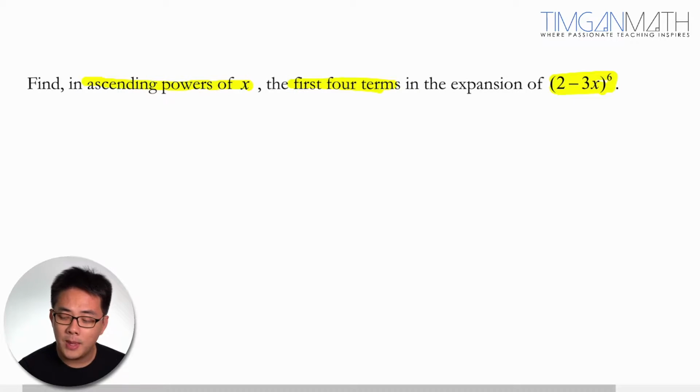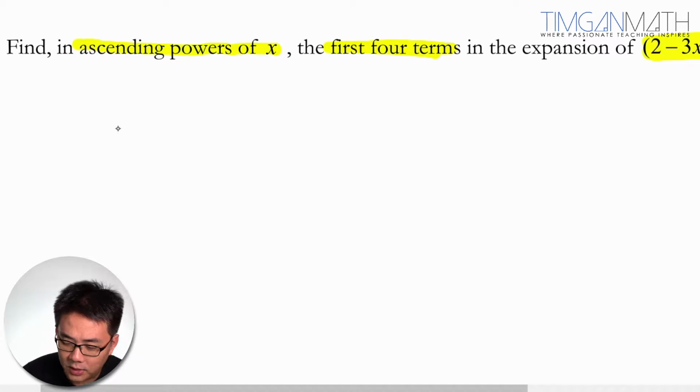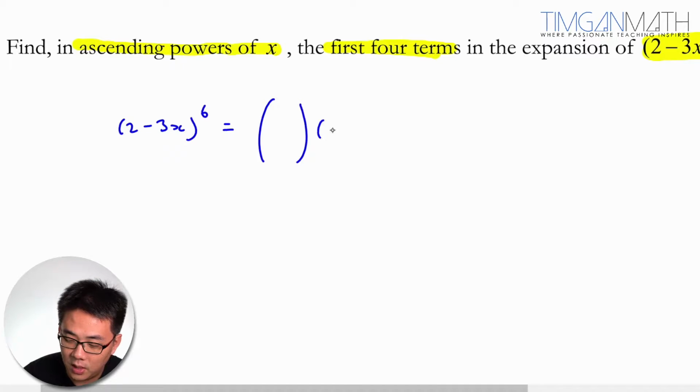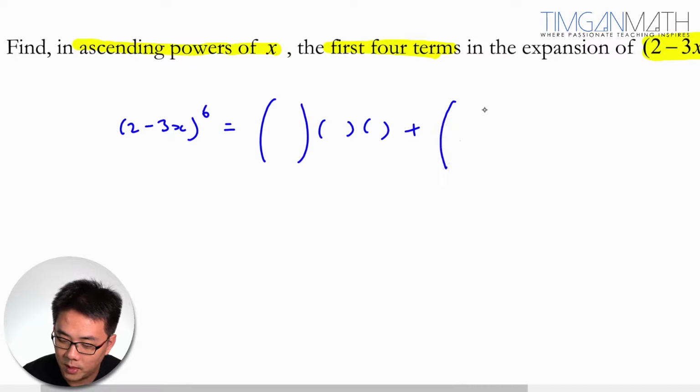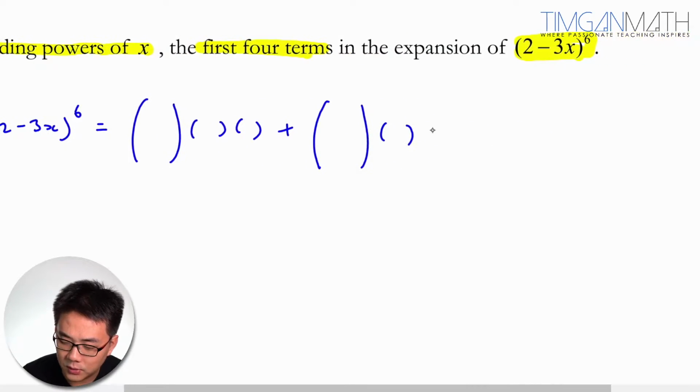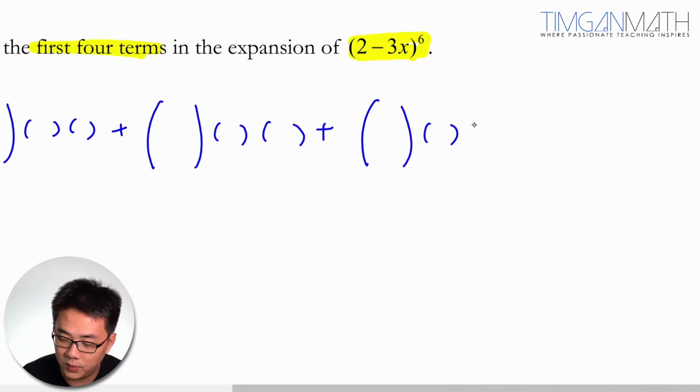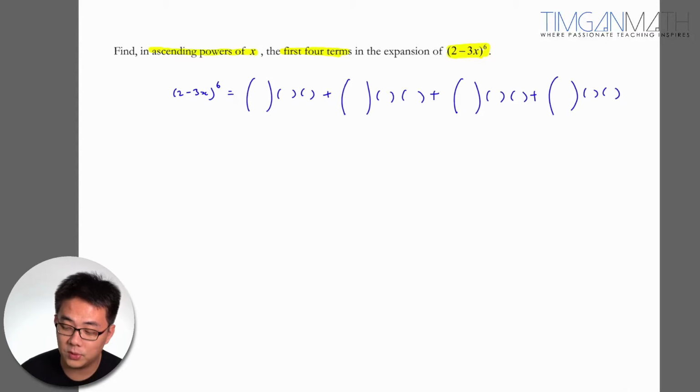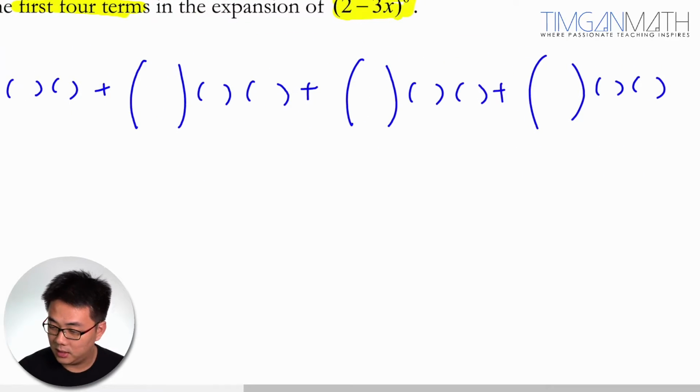Now remember that binomial theorem is essentially pattern recognition. So I would really encourage students to just draw three columns, because you have three things to draw out. Then what you're going to do is fill up the blanks. You want the first four terms, so usually just draw 4 sets of these.